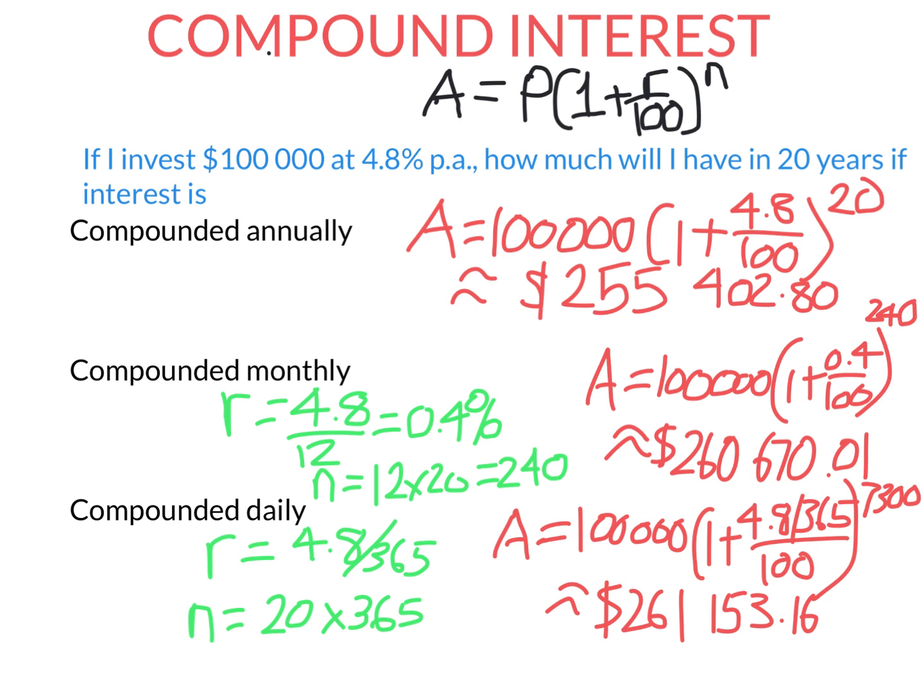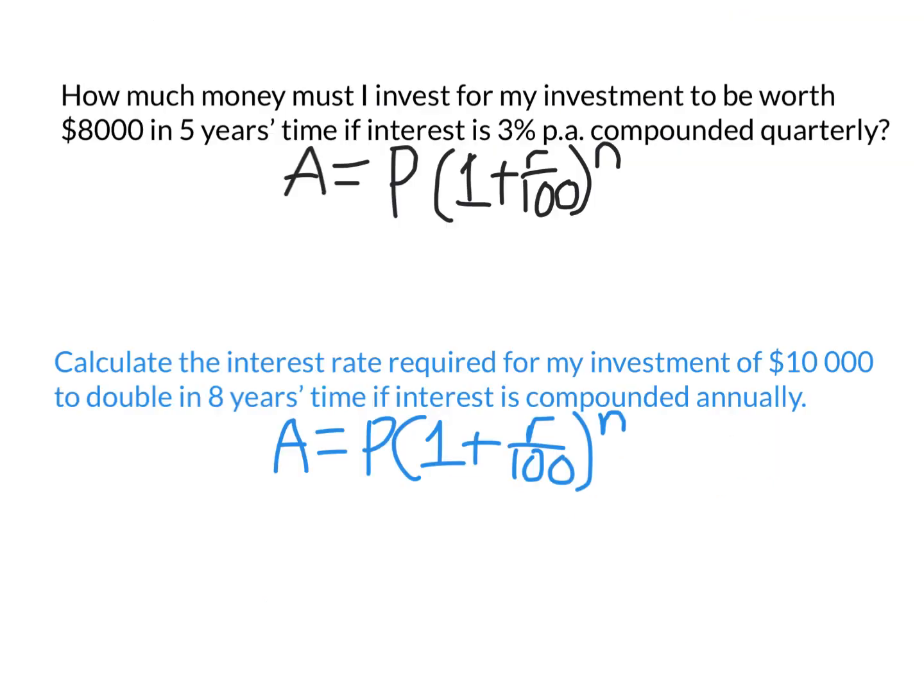All right, now we're going to look at questions where we're using this formula in compound interest to find P and R. How much must I invest for my investment to be worth $8,000 in 5 years' time if interest is 3% per annum and it's compounded quarterly? Hopefully you can see from this, we are asked to find P because that's the amount of money we originally invest.